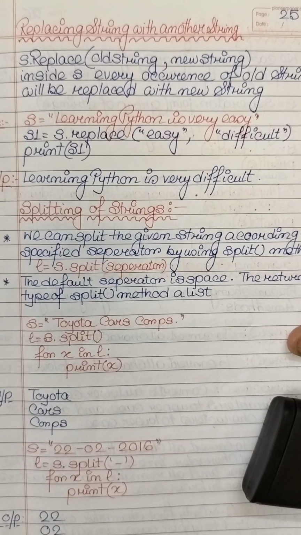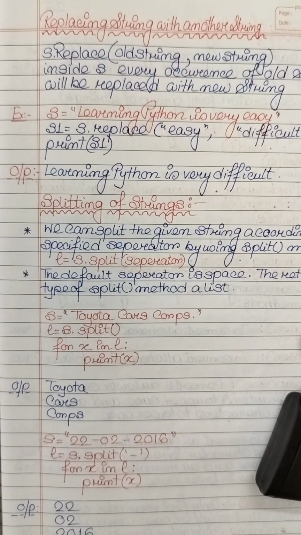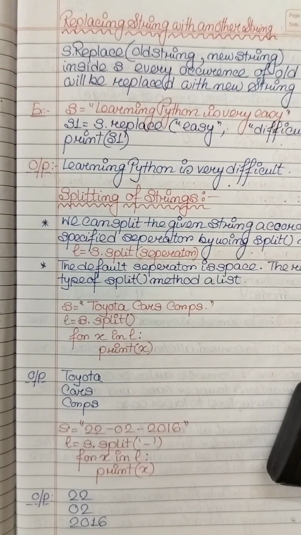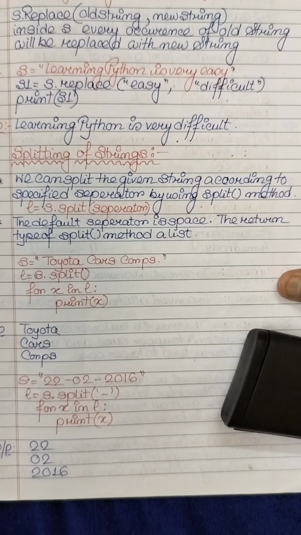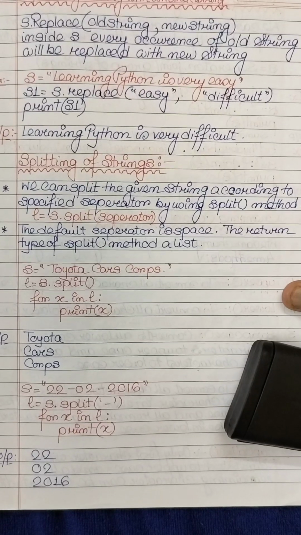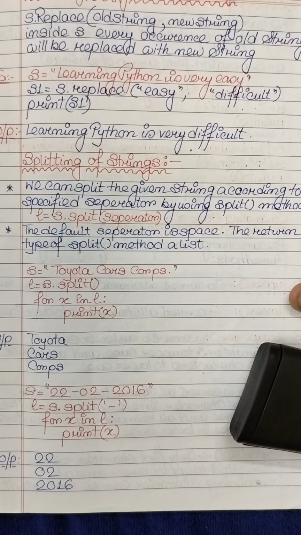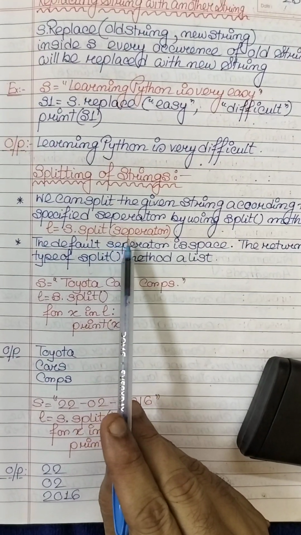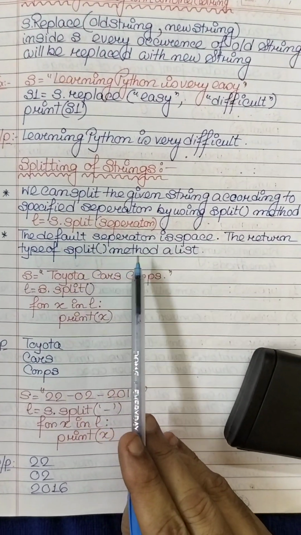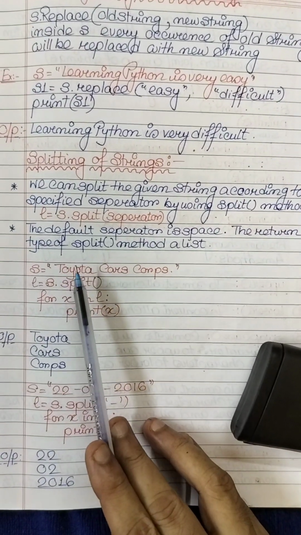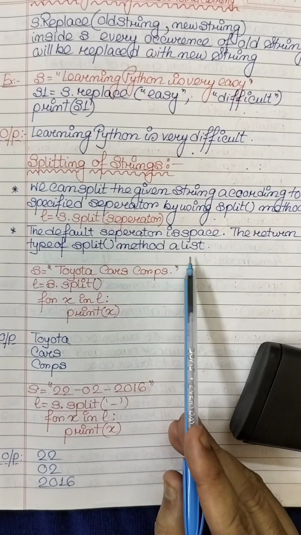Next, it is called splitting of string. We can split the given string according to a specified separator by using the split method. L is equal to s.split(separator). The default separator is space. The return type of the split method is a list.